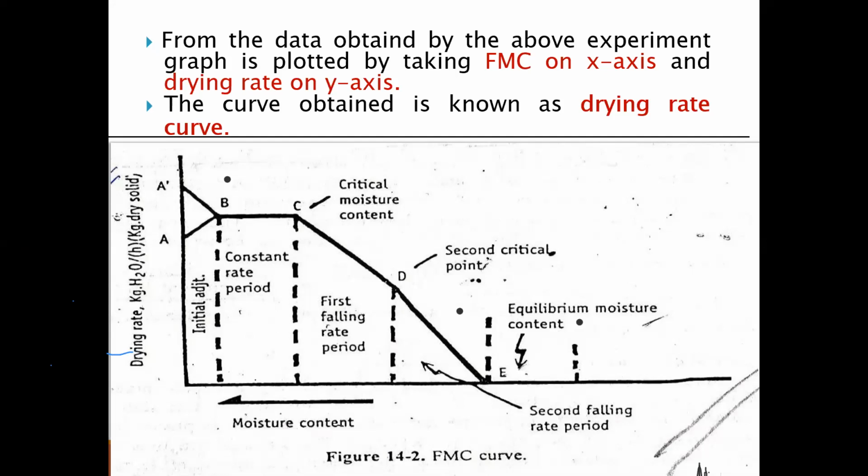Okay, we'll continue. After this calculation, we can plot the graph, and this FMC is called the free moisture content curve. The x-axis is the moisture content, and the y-axis is the drying rate. So that is called a drying rate curve. In the drying rate curve, we have seen this.